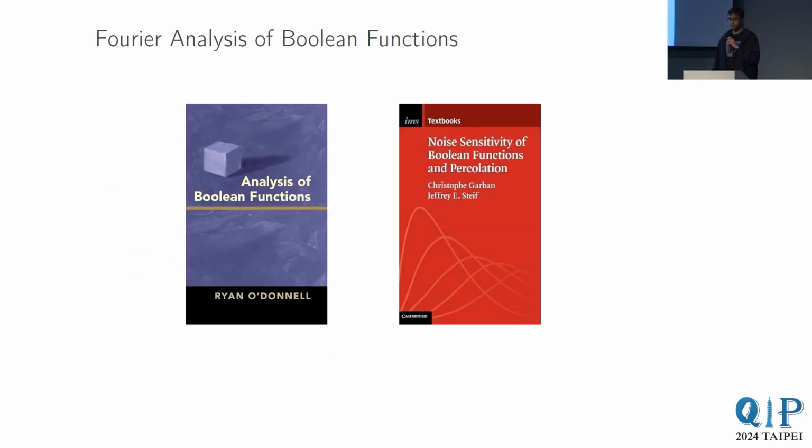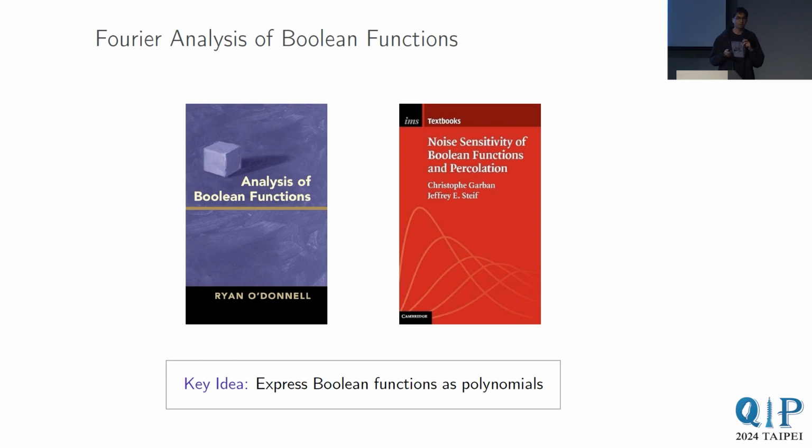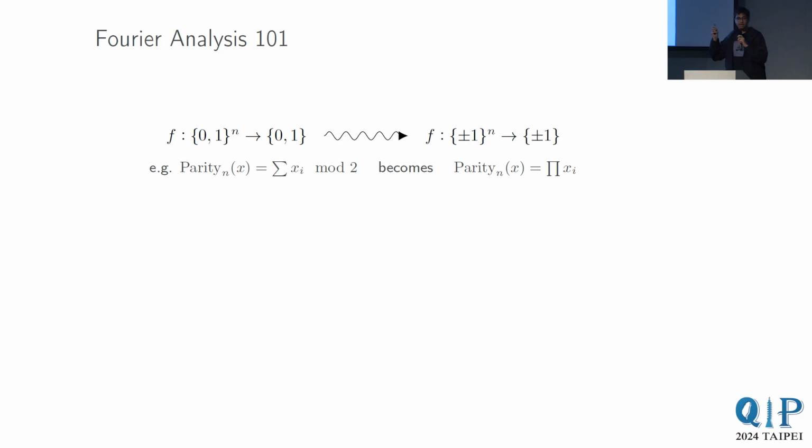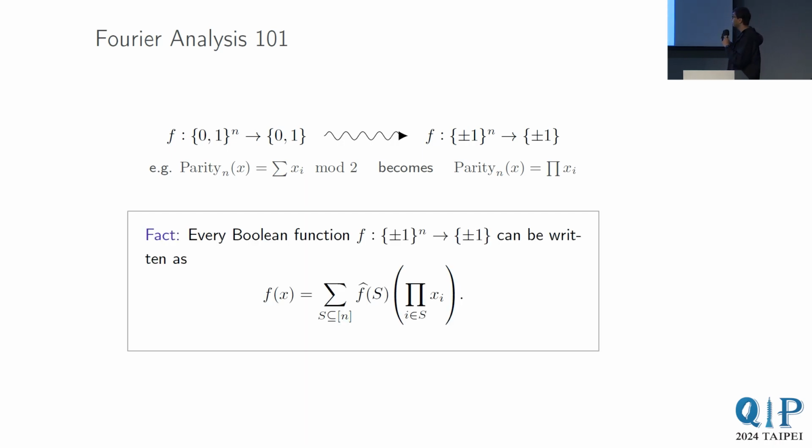Okay, so Fourier analysis of Boolean functions is a super rich, super well-studied field with lots of connections and applications. These are two really nice monographs on the subject. But the key insight is to express Boolean functions as polynomials. I'm going to switch from treating Boolean functions as things that take in 0,1 bit strings and output 0 or 1 to things that take in plus or minus 1 bit strings and output plus or minus 1. This might be the most mathy slide, so I apologize, but as a concrete example, if you take the parity function, which takes in n 0,1 bits and outputs 1 if and only if the number of 1 inputs is odd, in this new notation, it's just the product of all the input bits.